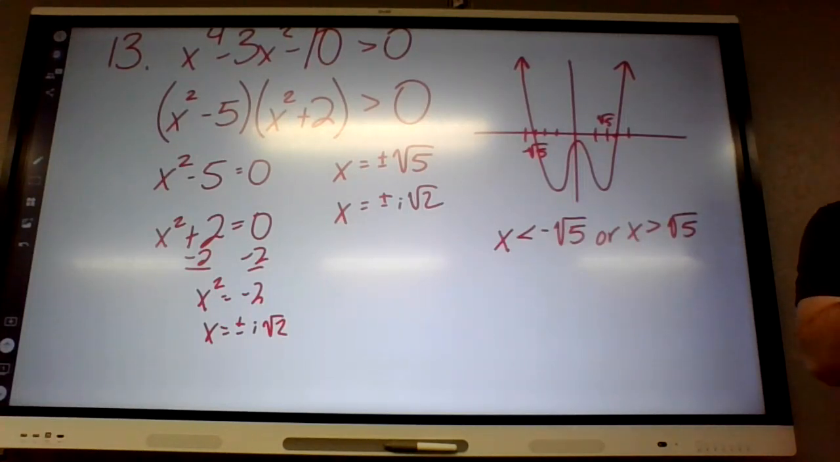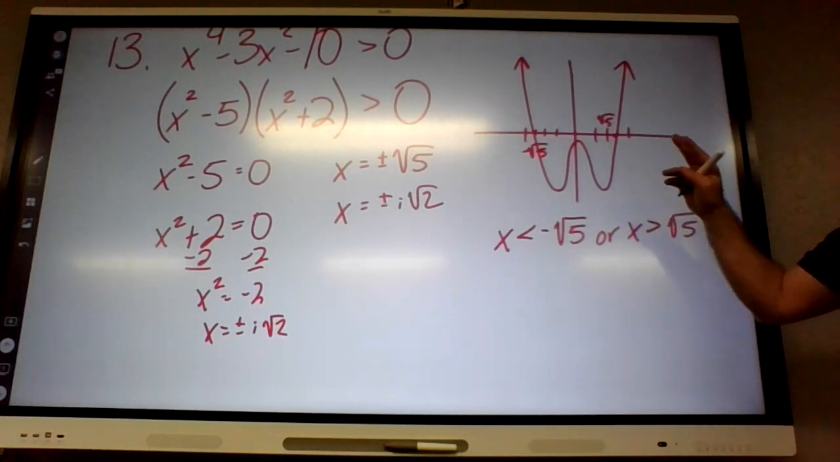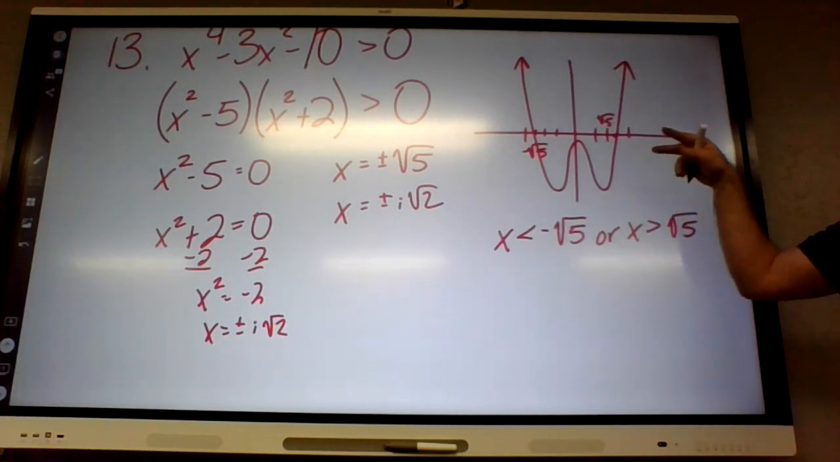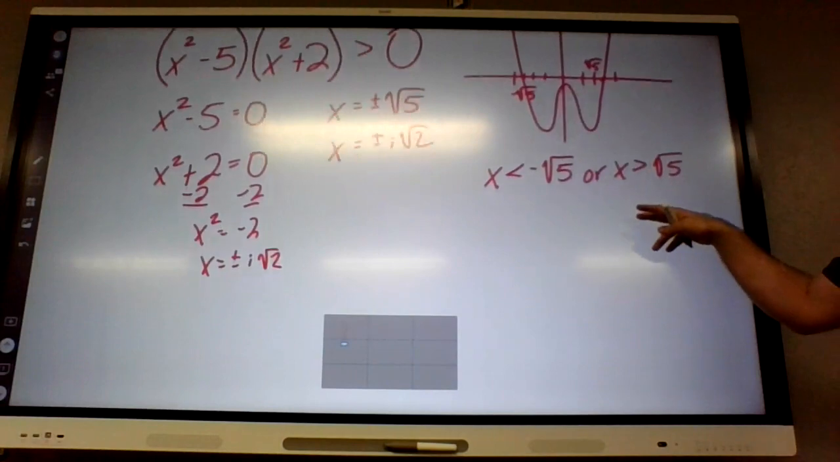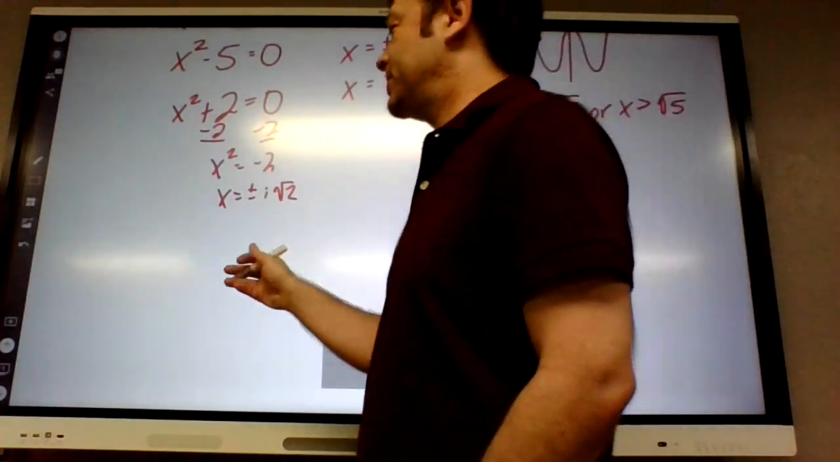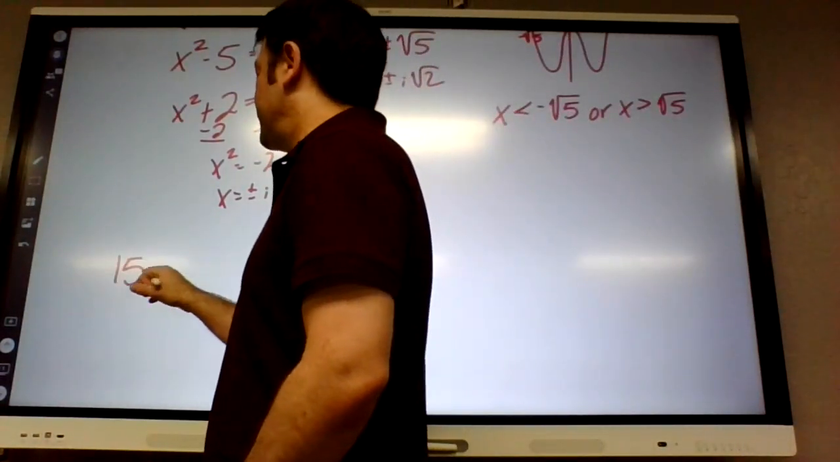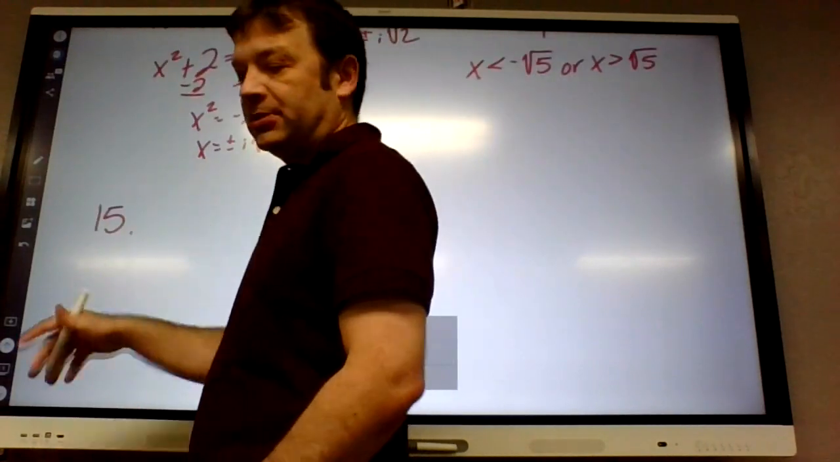You could also graph on your calculator. Do you know how? I'll show you real quick. You could plug it into your calculator and it'll throw up a picture like this. It might be faster not to do that if you know it's like a parabola, but if you're not sure.